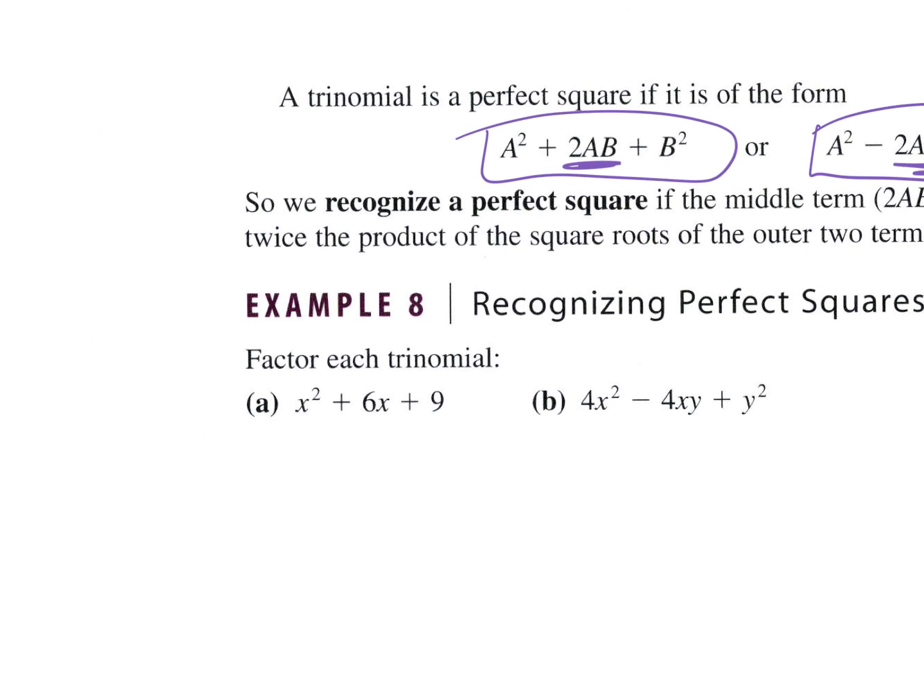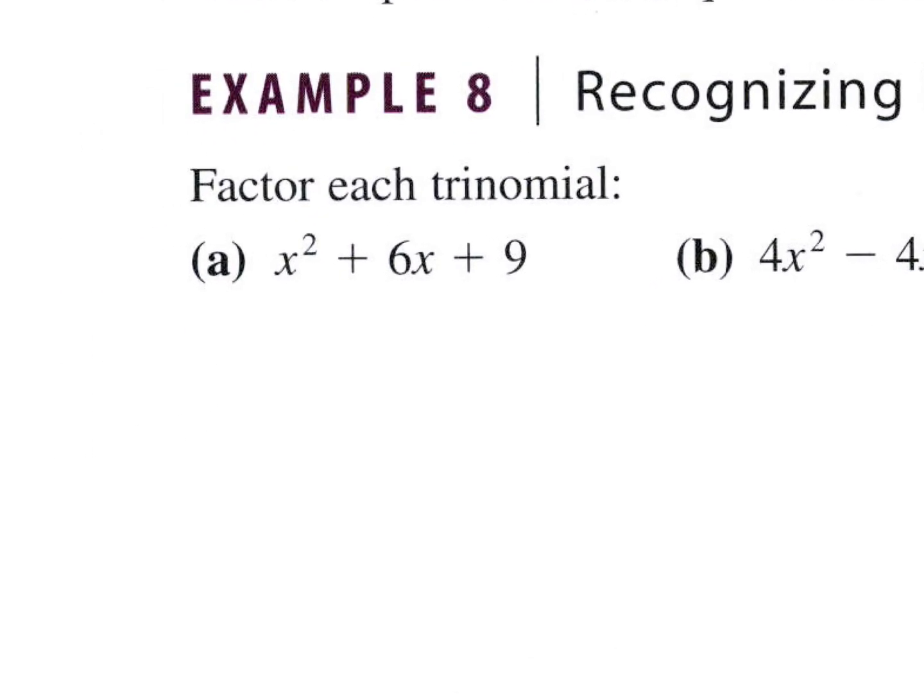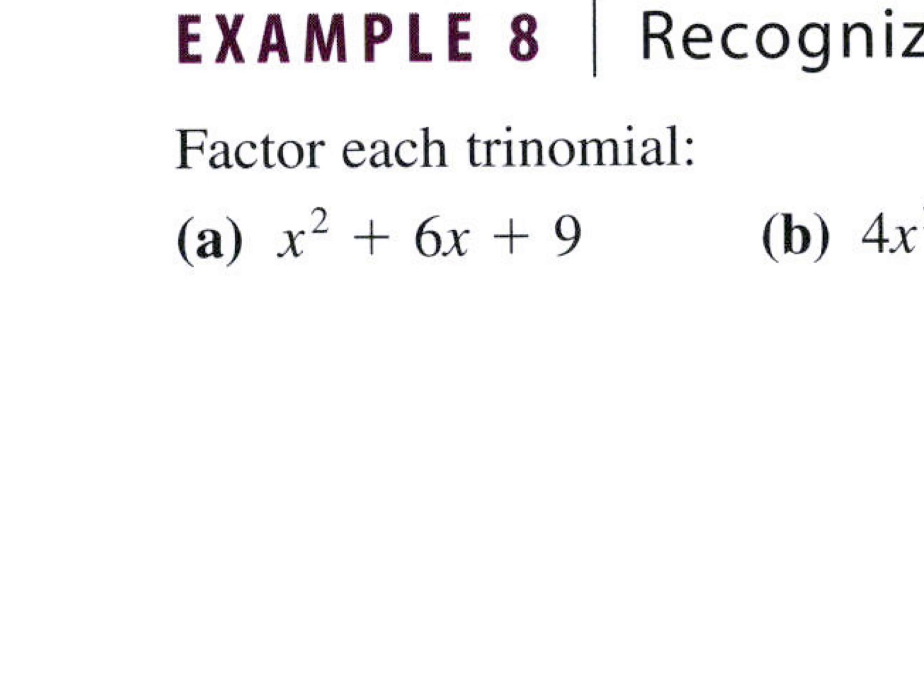All right, so looking at A, we want to factor each trinomial. We notice that x squared and 9 are perfect squares, but in order for this to be a perfect square trinomial, so we could use our formula, the middle part has to be 2ab. So we have to figure out what our a and what our b are and just check the middle part.